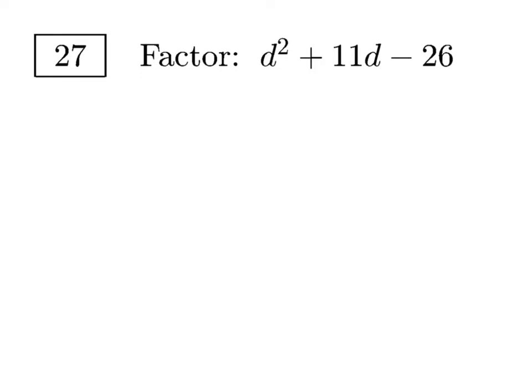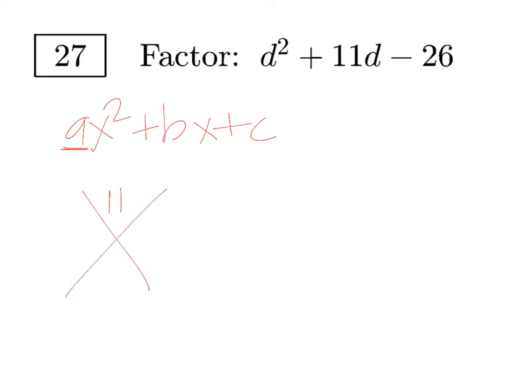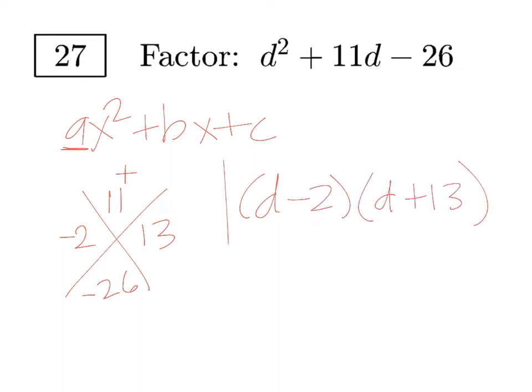Alright, now I'm factoring. This is a quadratic. My a value is 1, so I just use the big X method. I've got to find two numbers that add up to 11, multiply to give me negative 26. What two numbers could that be? 2 and 13, and it's going to be negative 2. So that simply factors into d, d is the variable I'm working with, d minus 2 times d plus 13. Done.